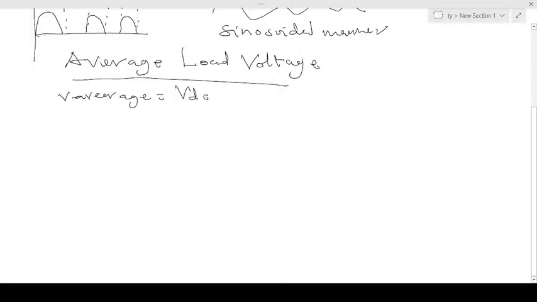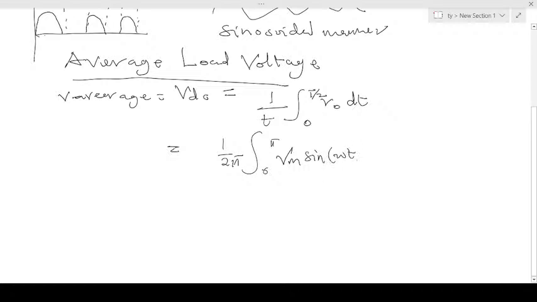V average will be equal to 1 over T multiplying the integral of V naught dt, with upper limit T over 2, or the half period, and lower limit 0, which is equal to 1 over 2 pi multiplying the integral of Vm sine omega t d omega t.